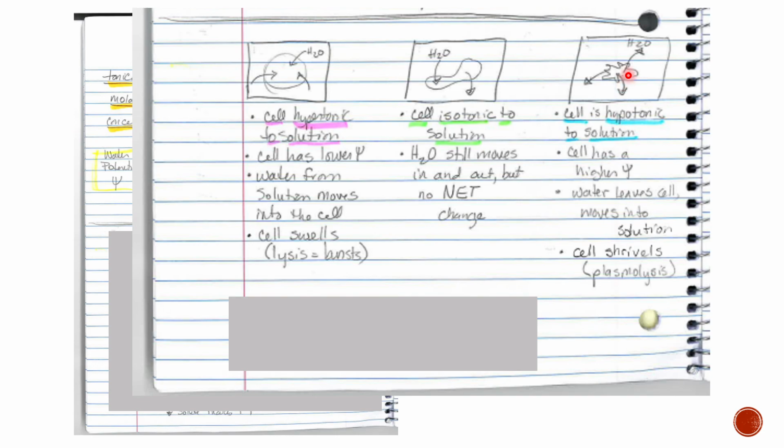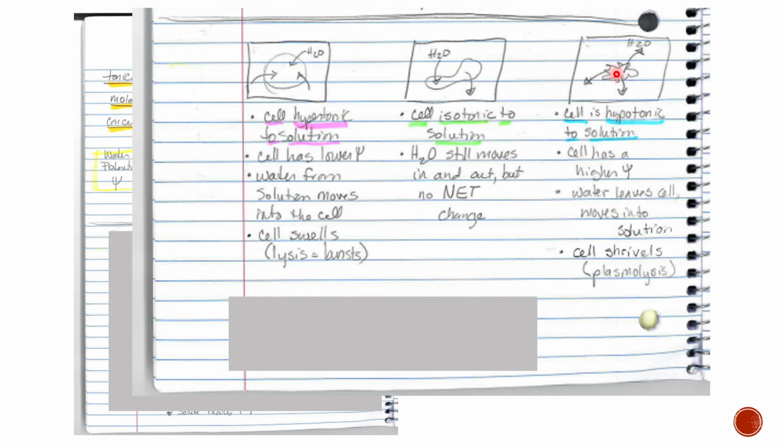Water potential is the potential of the water in a solution to move. And so here, it has lots of potential to move out of the cell. So the cell has a higher water potential. The water leaves the cell and moves into the solution. The cell shrivels, and in living cells that's called plasmolysis.